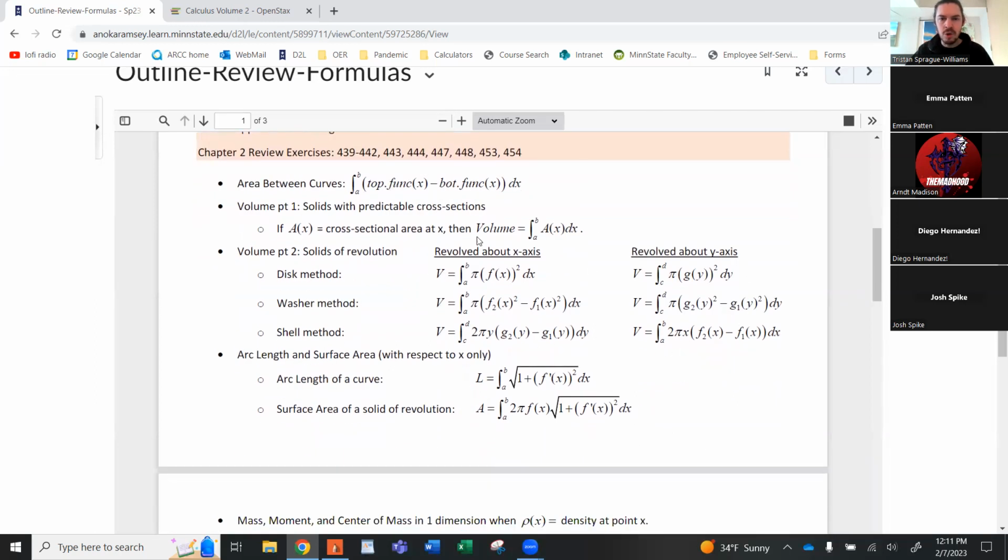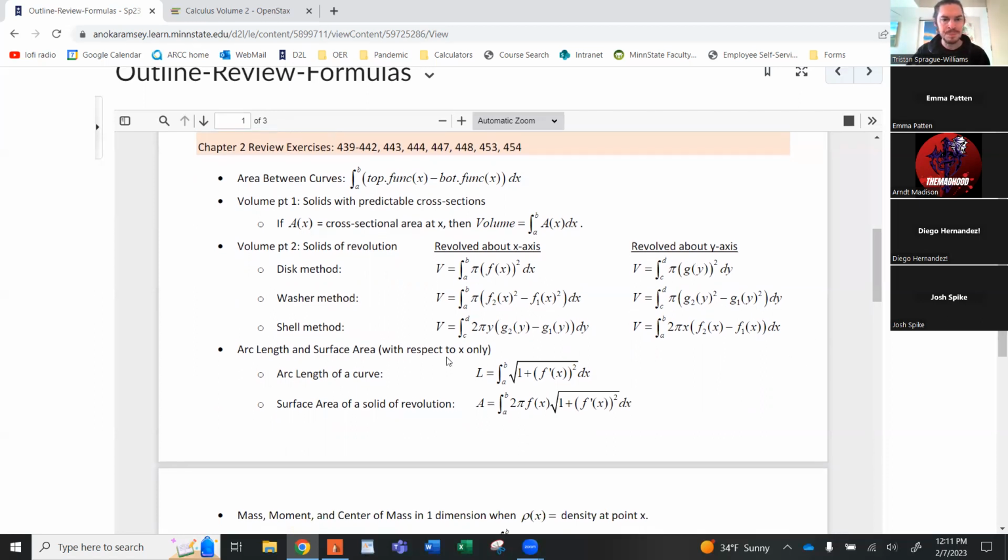Now, I wrote the different versions if you're revolving about the x-axis versus if you're revolving about the y-axis here and here. This formula sheet does not say anything about what to do if you revolve about an axis other than the x-axis or the y-axis. So we could review that today, because I did teach you that. That could be on the quiz.